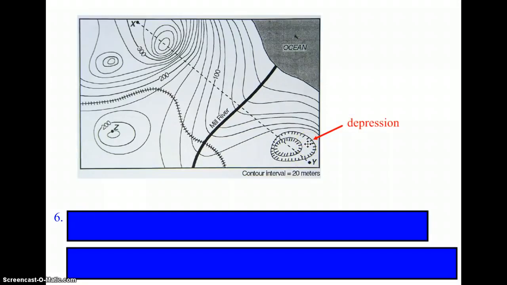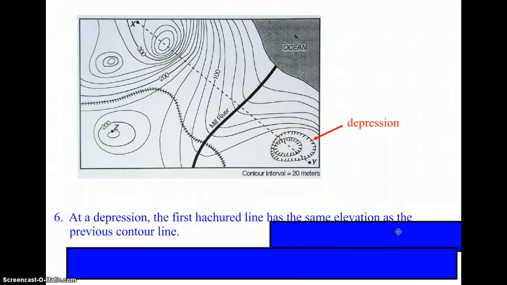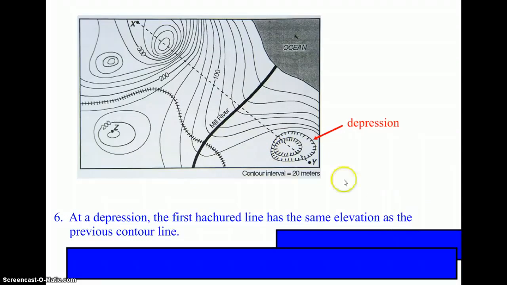Okay? Now the last rule, the 6th rule, tells us how we would figure out how deep the bottom of the depression is. The first part of the rule says that when you're at a depression, the first hachured line, the outer circle, has the same elevation as the previous contour line. So in other words, this line over here has an elevation of 120 meters. So our first line with the hachure marks is also 120 meters.